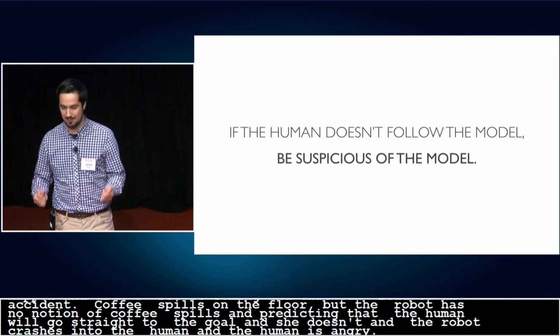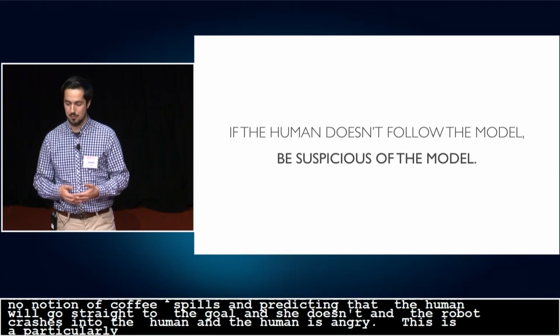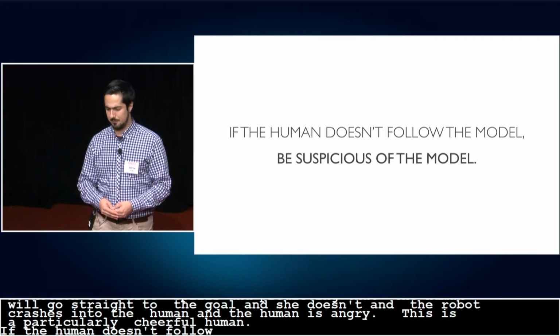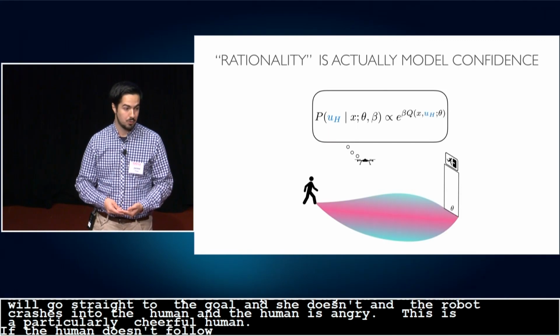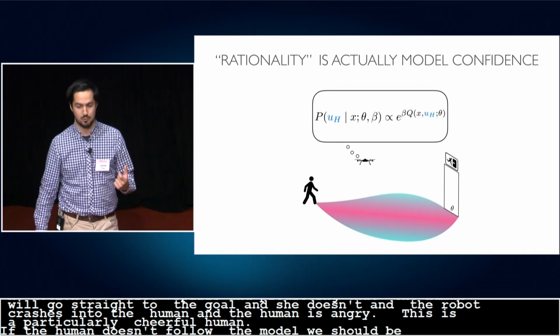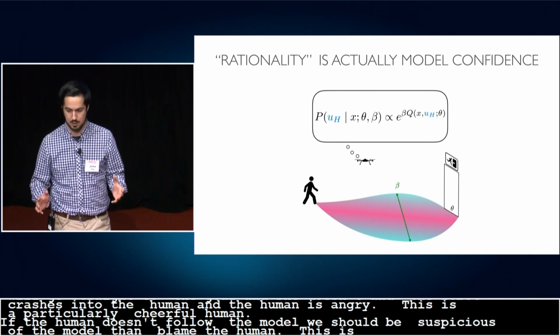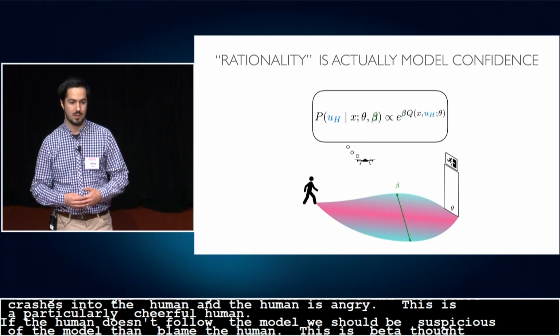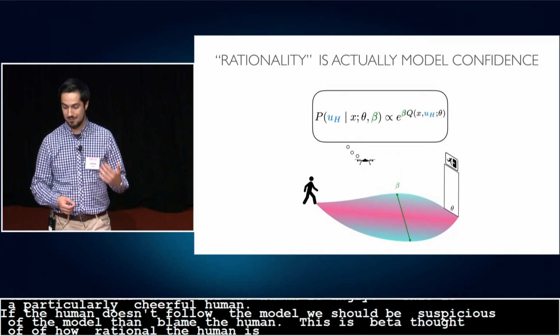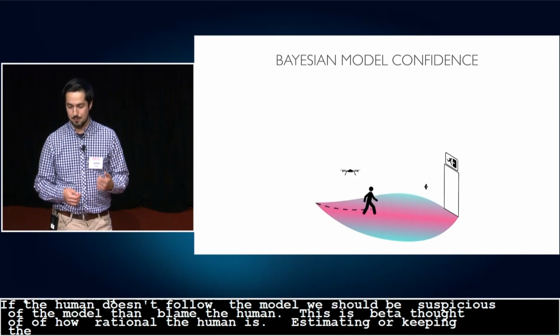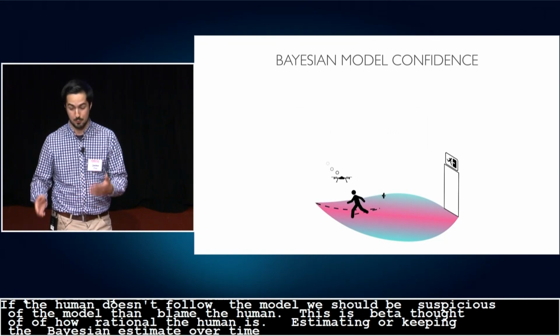But the common observation is, if the human doesn't follow the model, we should be suspicious of the model rather than blame the human. So in particular, the Boltzmann model has this inverse temperature parameter, beta, that is typically kept fixed and thought of as how rational the human is. But instead, we propose estimating, or rather keeping a Bayesian inference of this model over time to keep track of whether the human is behaving the way we expect.